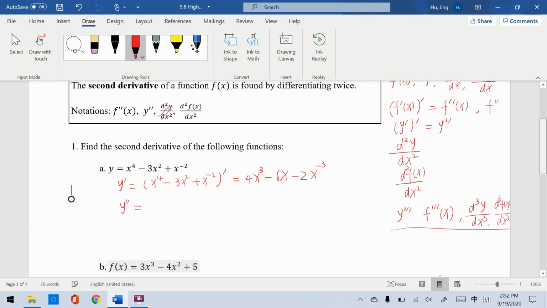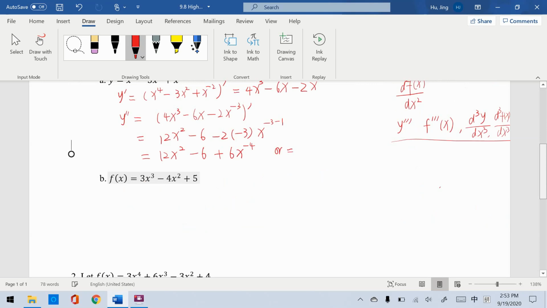Then let's do the second one. For the second derivative, you just take the derivative of the first derivative function. So now it is 12, the 3 gets down, then x squared, then minus 6, then plus minus 2, the negative 3 gets down, then negative 3 minus 1. So 12x squared minus 6, here is plus 6x to the power of negative 4. Or you could write your answer as 12x squared minus 6 plus 6 over x to the power of 4.